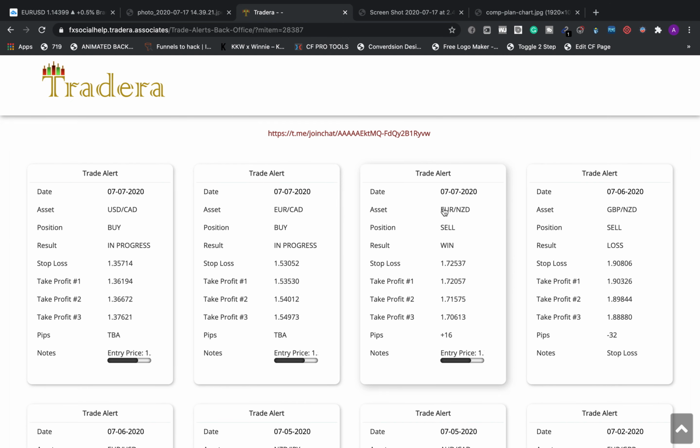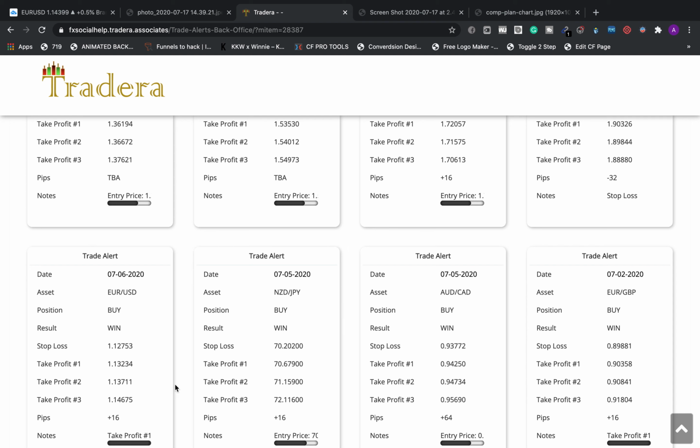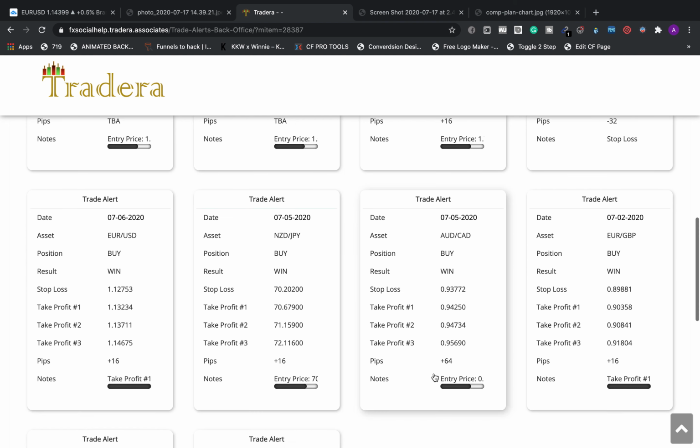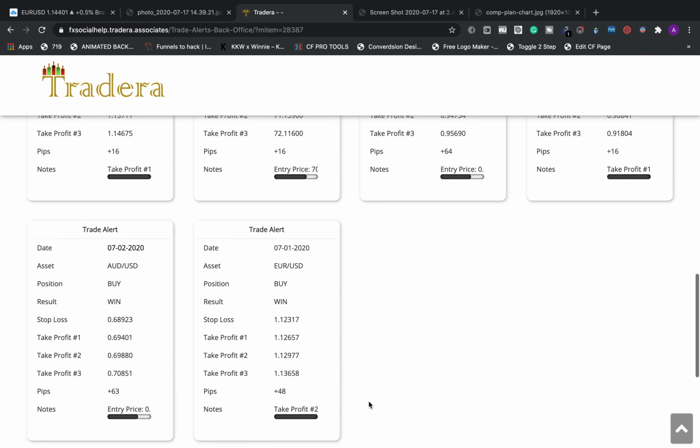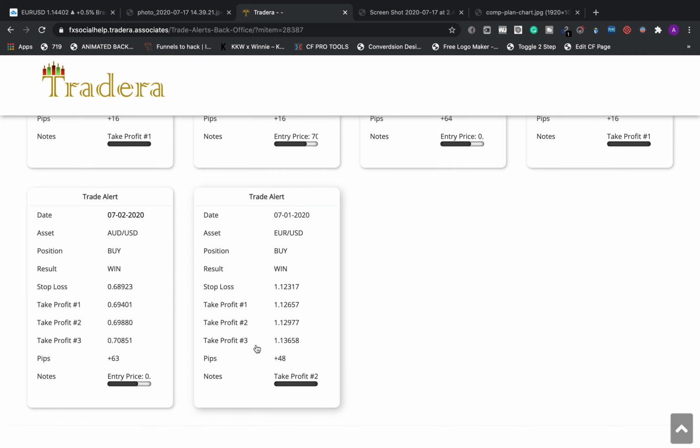So as you can see, they're very transparent. Like this trade, for example, Euro versus NZD, the New Zealand dollar, they got 16 plus pips. So if you did $1 a pip, you made $16. $1 a pip on this trade, you would have lost $32. You made $16 on this trade, $16 on this trade, $64 on this trade, $16 on this trade, $63 on this trade, $48 on this trade.